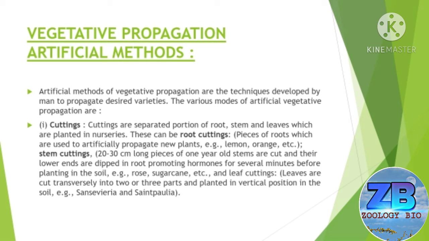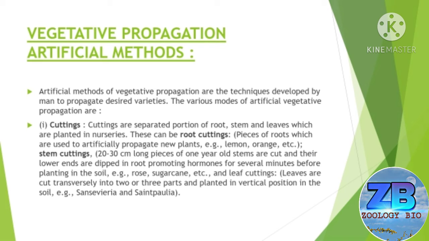Artificial methods of vegetative propagation are the techniques developed by man to propagate desired varieties. The various modes of artificial vegetative propagation are: the first one is cuttings. Cuttings are separated portions of root, stem, and leaves which are planted in nurseries. These can be root cuttings, pieces of roots which are used to artificially propagate new plants like lemon, orange, etc.